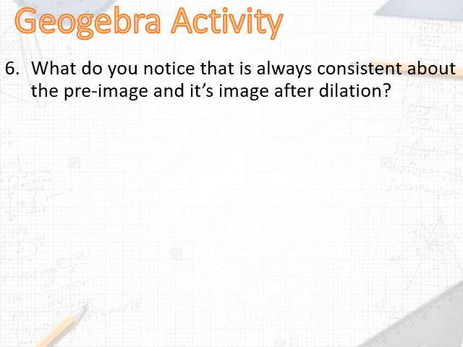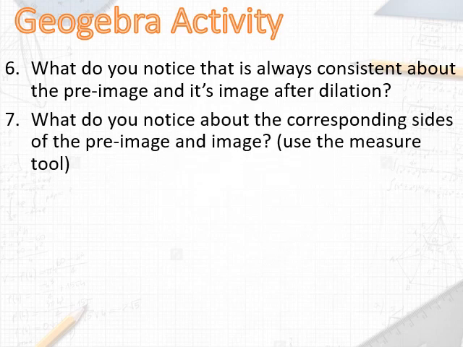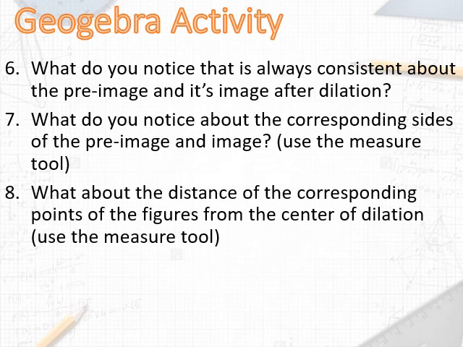And then what is always going to be consistent? So experiment with a bunch of different things. What is always the same about the pre-image and the image? And then what do you notice about the corresponding sides? So just specifically on the sides, and pull out the measure tool when you do this. So you'll be able to actually measure the side lengths, look at what your scale factor is, start seeing, okay, what's the relationship going on here? And then also measure the distance from each point to the center of dilation on the image and the pre-image. And again, compare and look to see what you can figure out.